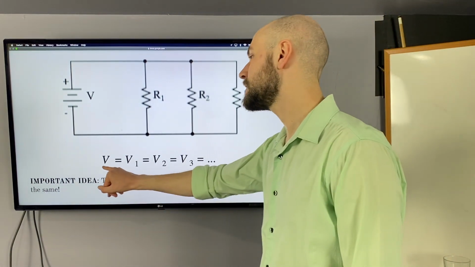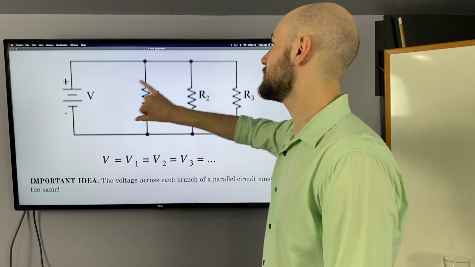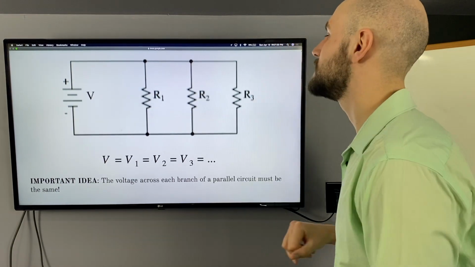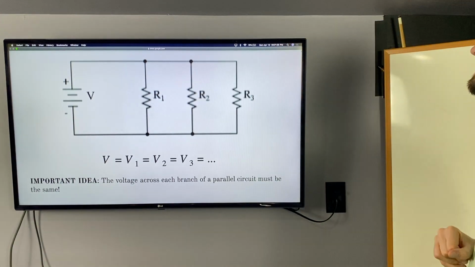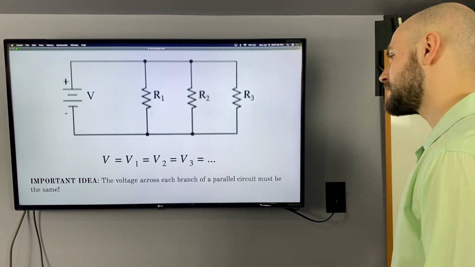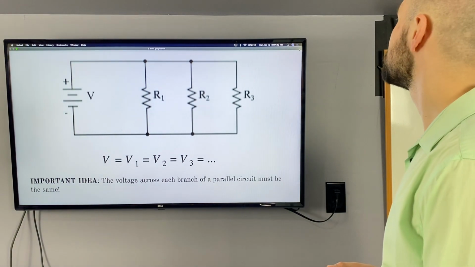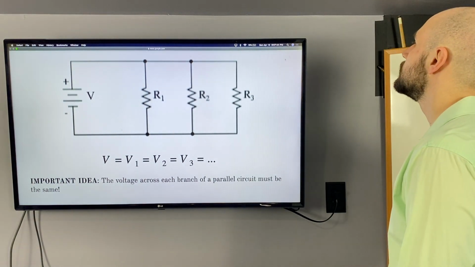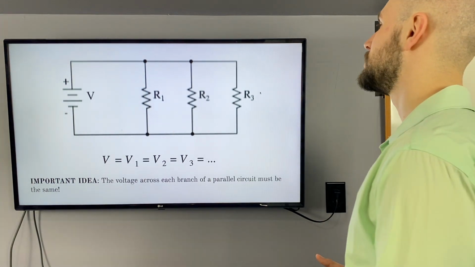So for parallel circuits, the voltage of the source is going to be equal for each one of these resistors in the circuit based on the loop rule. The voltage across each branch of a parallel circuit must be the same. And that is rule number 2.